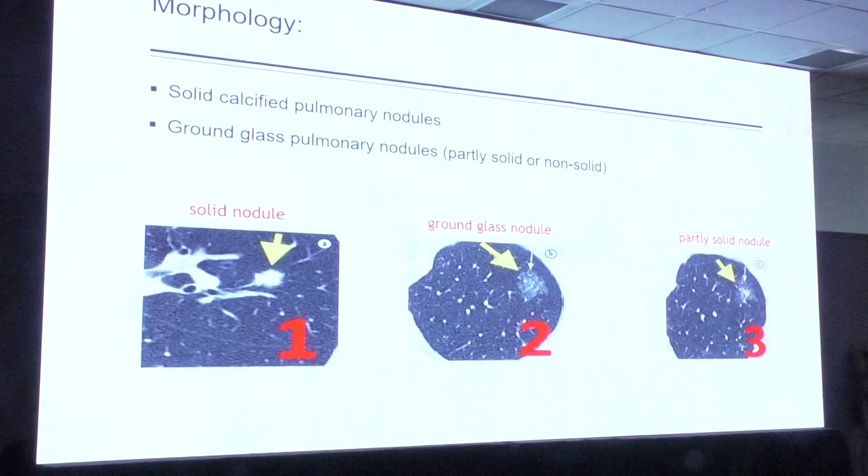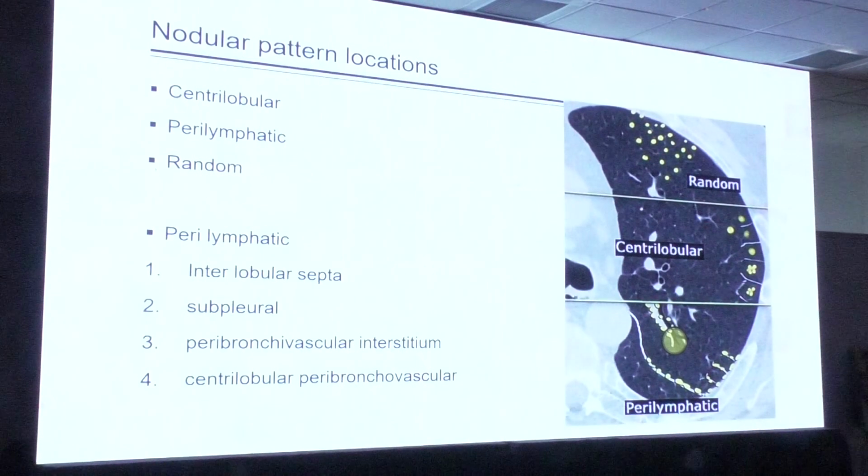So coming to the morphology of nodules, we have solid calcified pulmonary nodules, ground glass pulmonary nodules, which are partly solid or non-solid. So we have a solid nodule here, then we have a ground glass nodule there, then we have a partly solid nodule.